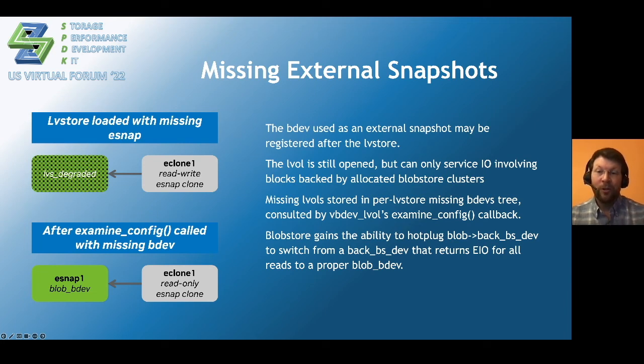While an external snapshot is missing, the lvol that is a clone of the missing esnap will be open and able to service I/O that does not involve the external snapshots. That is, reads and writes that access only clusters that are allocated in the blobstore will not be affected. Any attempt to read from the missing external snapshot will result in an I/O error. While this obviously affects reads, it will also affect writes that trigger a copy on write that needs to read from the external snapshot.